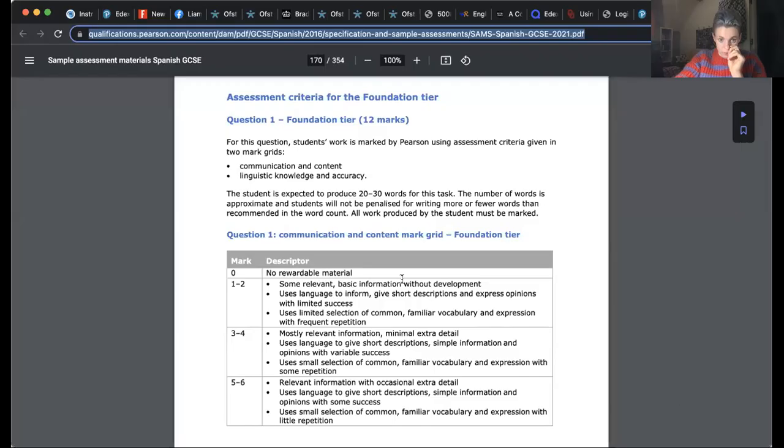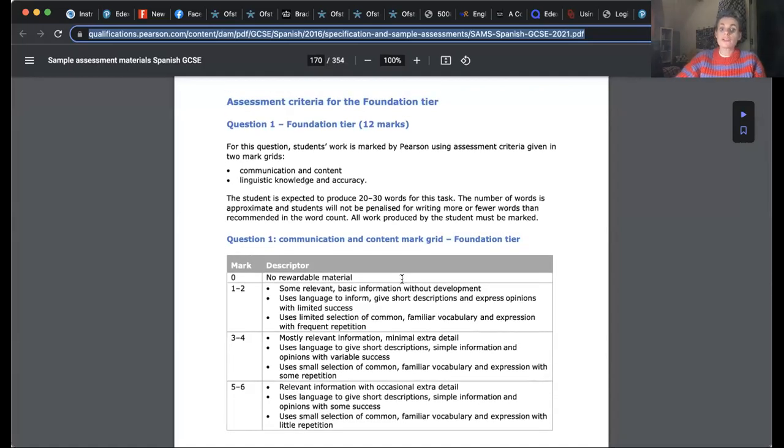So I'm going to just share my screen again, and I'm going to show you the mark scheme. This is the same for this paper all the time, and we basically have to decide what mark you get. Obviously, the examiner decides, but I'm going to have a quick look. So it's out of 12 marks. As you can see, students' work is marked by Pearson using assessment criteria in 2 mark grids.